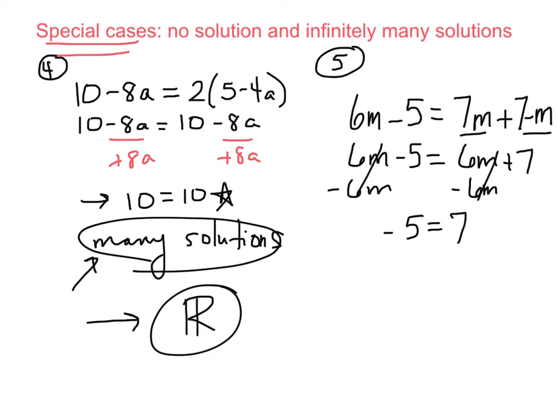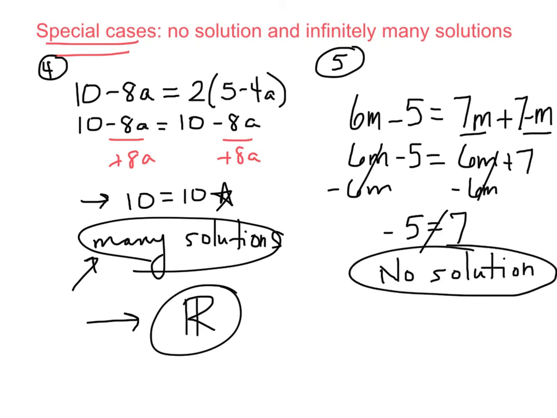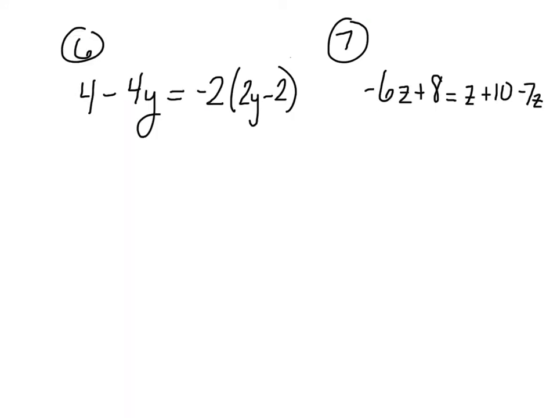Does negative 5 equal 7? That is not true. Negative 5 is not equal to 7. Therefore, this has no solution. There is no value of m that would make this equation true. So you can write no solution, or this is also called empty set. Empty set means there's no solution in that set that would make this true. Either one of these answers would be acceptable.